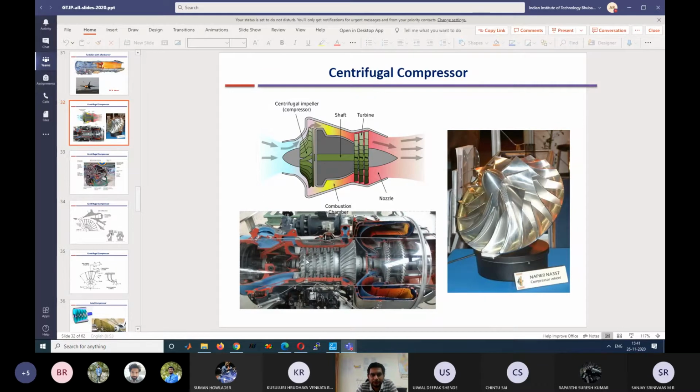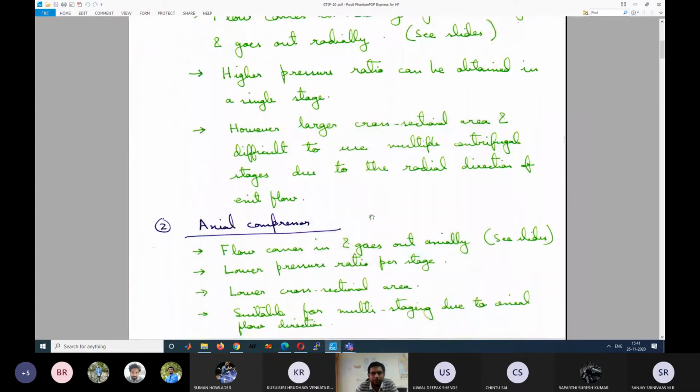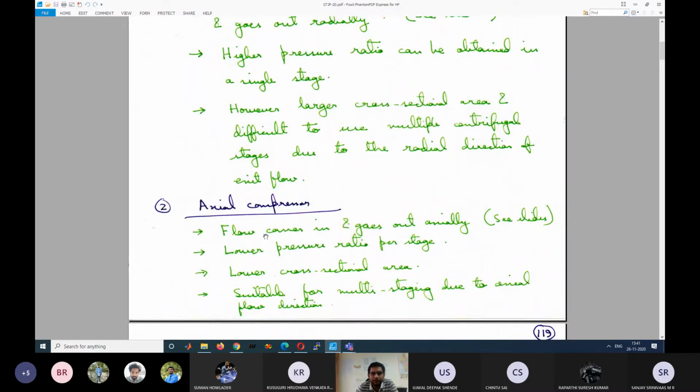On the other hand, for axial flow compressors, because the flow comes in axially and goes out axially, you can just have one after another in a series pattern, and there won't be much difficulty for multi-staging. For axial compressors, the drawback is that you will get lower pressure ratio per stage, because the blades act on the flow for a less distance. If you want to have higher pressure ratio, there will be separation of flow.